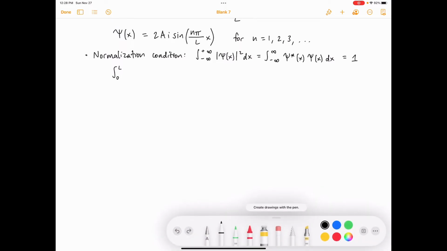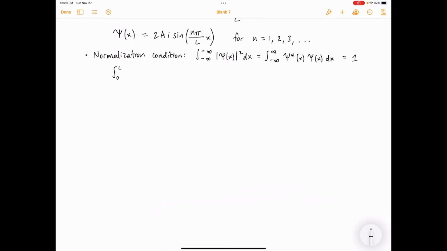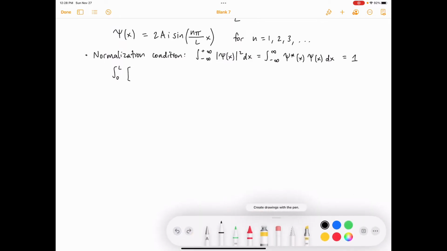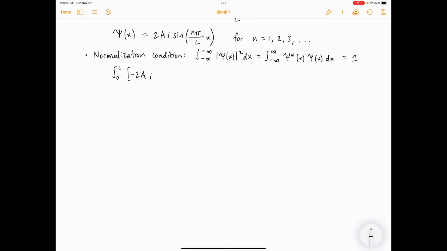So anyway, the way the complex conjugate works is you just replace every instance of I with negative I. So the complex conjugate is like this. It's minus 2 times A times I times sine of n pi x over L. And actually, I'm going to do one more thing to this. Instead of A, I'm going to write A star, because technically A could also be a complex number, and I need to be taking that complex conjugate as well.